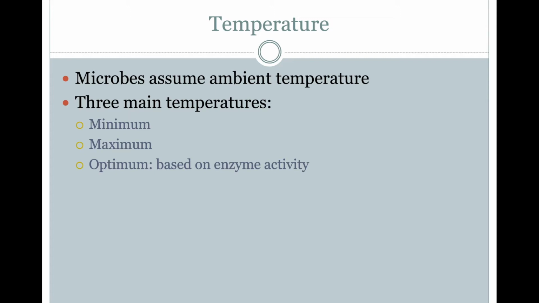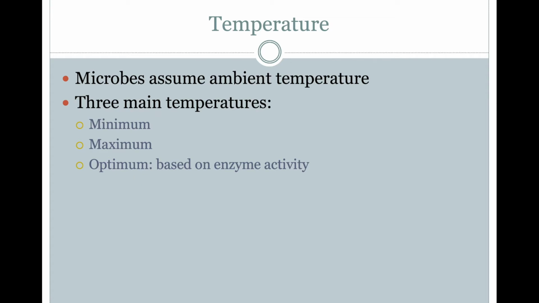Now, there are, of course, other macromolecules in the cell that could be altered and damaged in any of these environments as well, and that does happen, but the primary reason that you see altered growth rates when you have changes in temperature or pH or any of these other factors is due to enzyme activity more so than anything else.